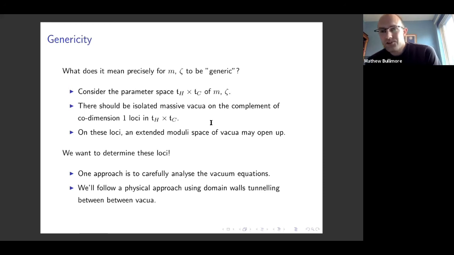And so there are a number of things you might try to do. One is just to try to stare at the equations and figure out exactly where these loci are. That's something you can do. But I'm going to try to take a slightly more physical or intuitive approach and think about it in terms of domain walls that tunnel between pairs of vacua. And the basic idea is that when a domain wall has zero tension, that indicates that a moduli space is opening up that connects two vacua.